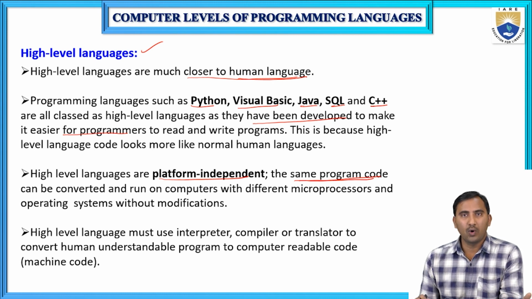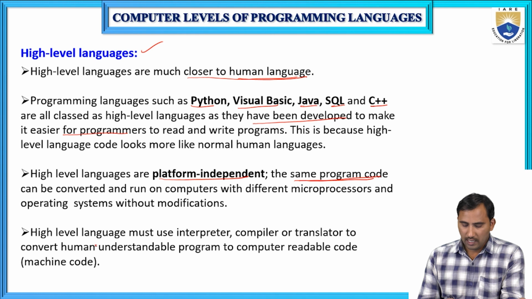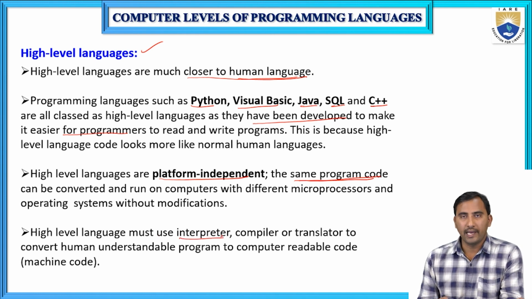So the same program code I can also use in another computer with a different microprocessor and a different operating system. That is the benefit of the high level language. And a high level language must use an interpreter, compiler or translator in order to convert the high level language into machine understandable code.